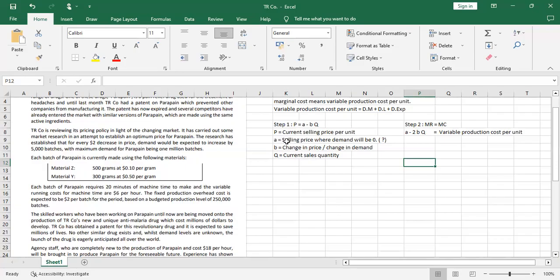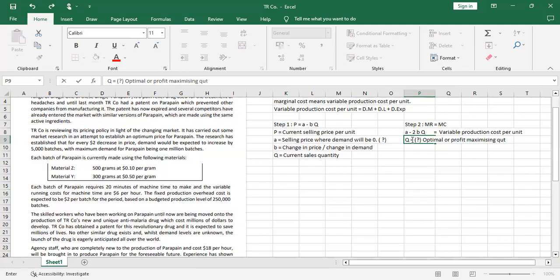From part A, from step number one, we will calculate the value of A. Value of B will remain the same, change in price divided by change in demand. In step number two, we are basically finding Q. And this Q denotes optimal or profit maximizing quantity. Whenever we use the word optimal, it means profit maximizing, right? Understood? This is the step number two.